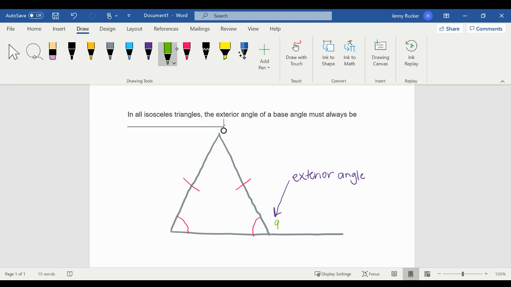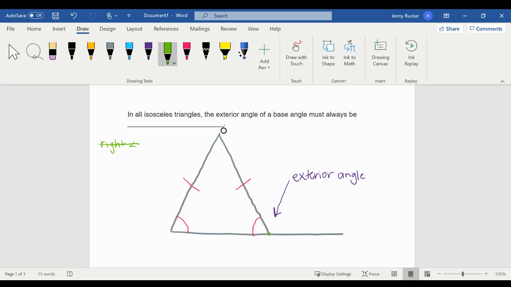Let's say this was 90 degrees. That means that this adjacent base angle would have to be 90 degrees, which this congruent base angle would have to be 90 degrees. We're already at 180 degrees for our triangle, so this is not possible because we don't have any degrees left over for our vertex angle. So it cannot be a right angle.